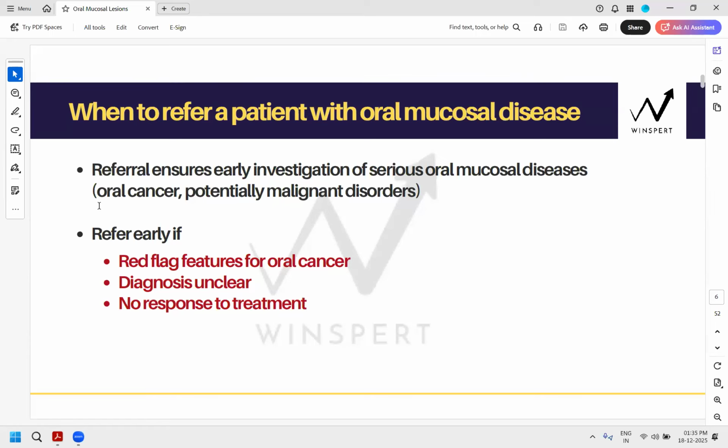Biopsies always, yes. Now, how would you clinically look at a lesion and say that, yeah, this can be oral cancer? So your red flag features would be present. Diagnosis would be harder to make. Diagnosis will not be clear, and it would not be responding to any initial treatment.